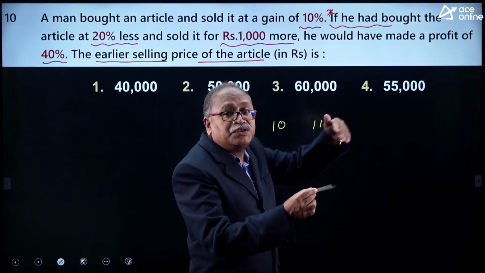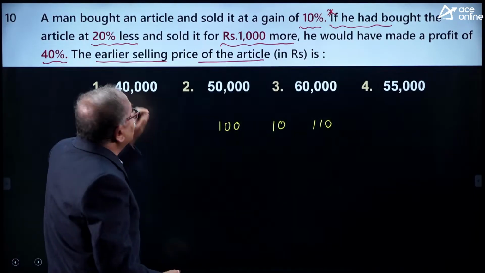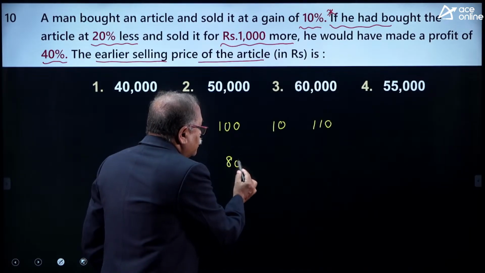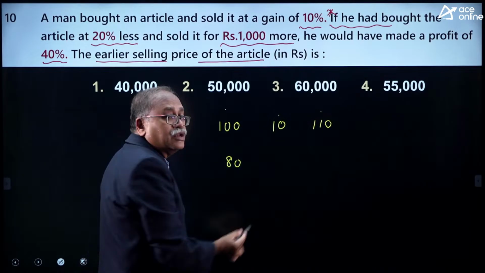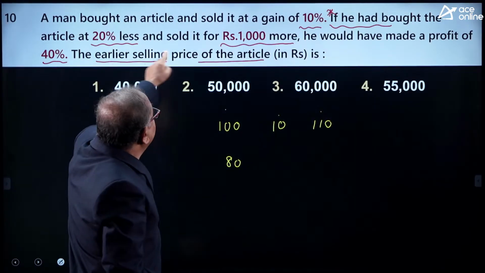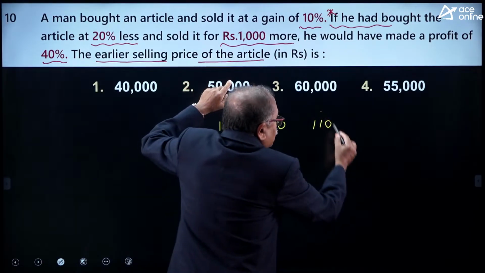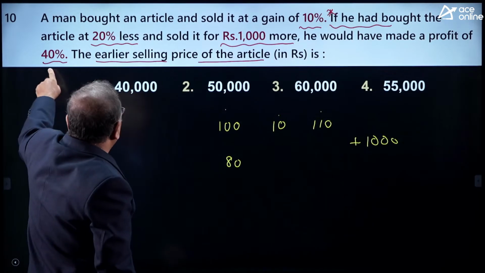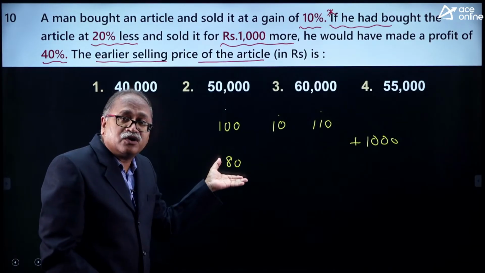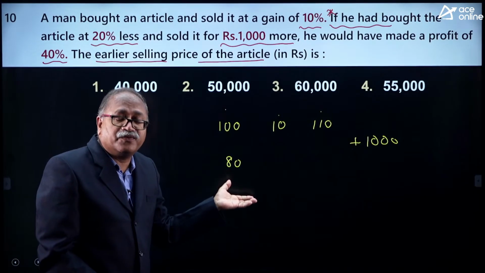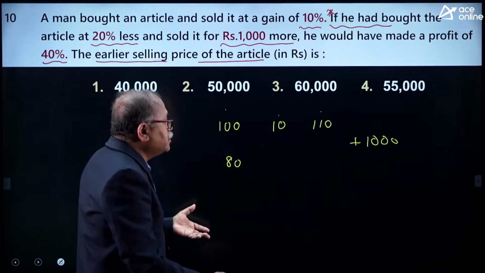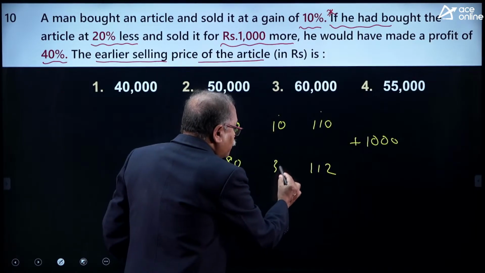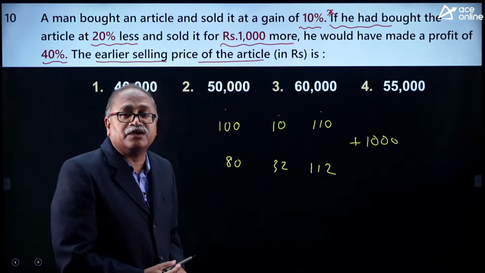Now, I will come to the changed condition. If we bought the article at 20% less, that means take out 20% from 100, so you are getting 80. Remember that this is CP, this is profit, this is selling price. And he sells for rupees 1000 more. The selling price increased by 1000, then he made a profit of 40% on the cost price. So, what is 40% of 80? 32. That's profit 32. So, 80 plus 32 comes to 112.